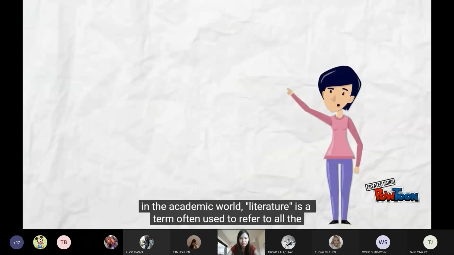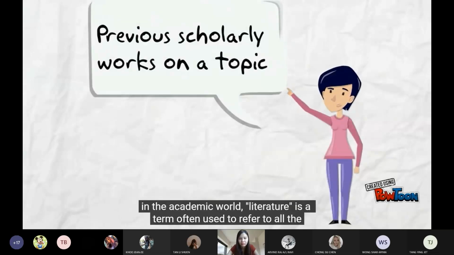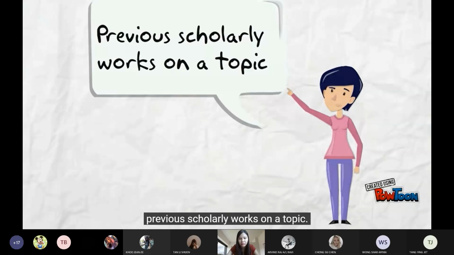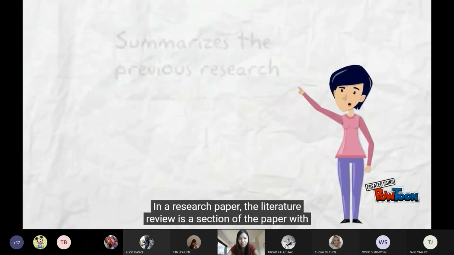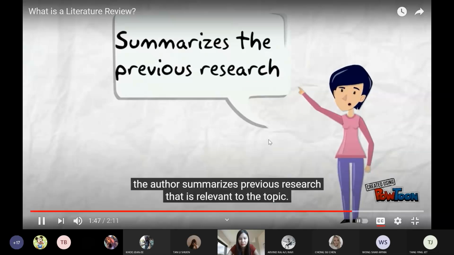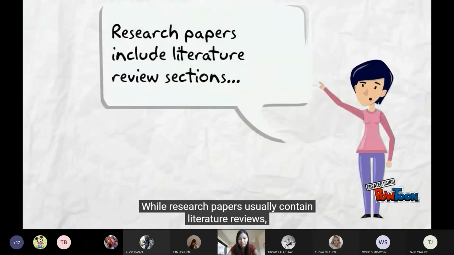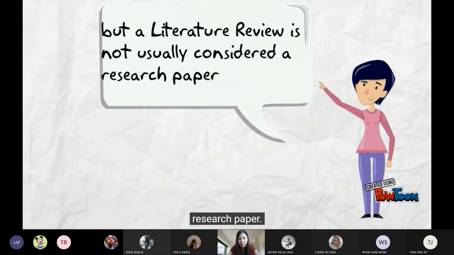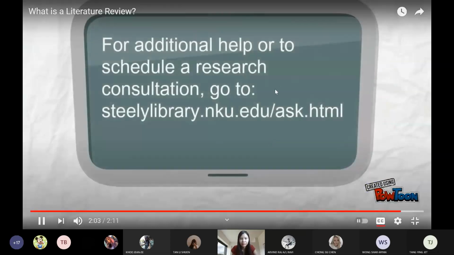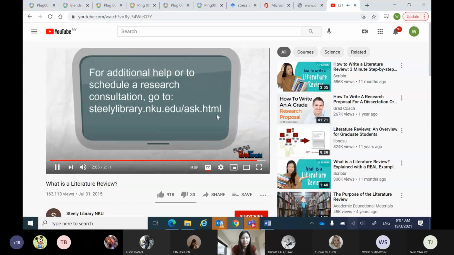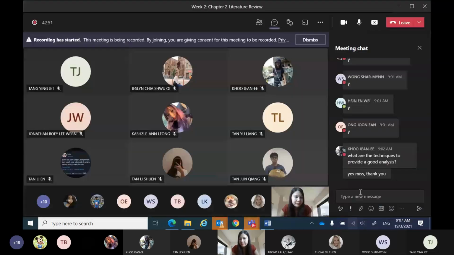To sum up, in the academic world, literature is a term often used to refer to all of the previous scholarly works on the topic. In a research paper, the literature review is the section of the paper where the author summarizes previous research that is relevant to the topic. While research papers usually contain literature reviews, a paper that is only a literature review is not usually considered a research paper. Okay, so this is just a brief intro of literature review, okay? So let's move on.